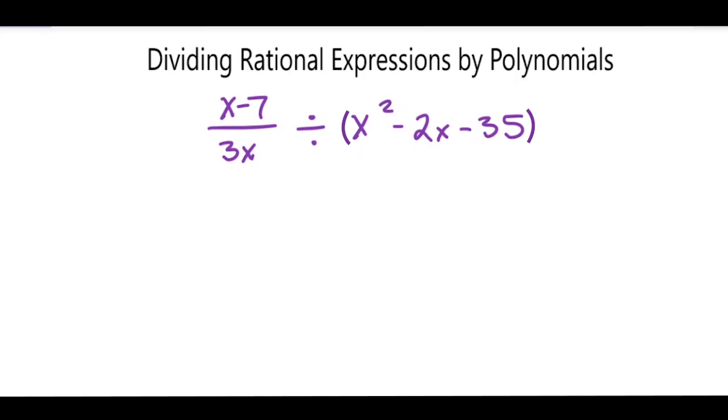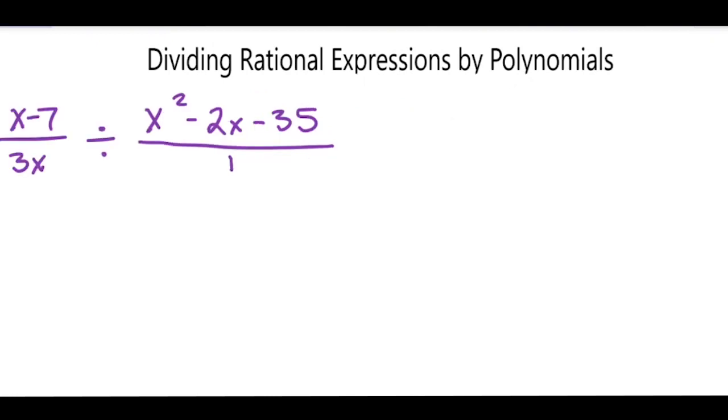Hey guys, today we are dividing rational expressions by polynomials. Okay, so here I have (x - 7)/(3x) divided by x² - 2x - 35. So remember that this polynomial can be written over 1. Okay, so we'll slide this over to give ourselves some room.